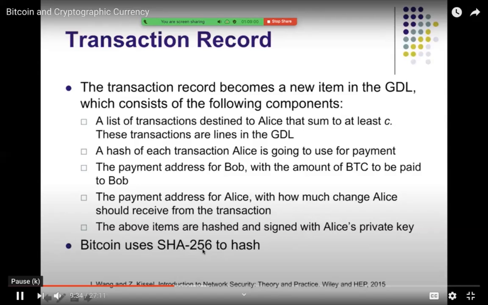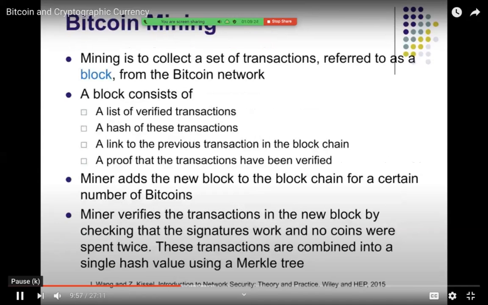The cryptographic hash function used in the Bitcoin network is SHA-256. So this is SHA-2 with an output length of 256 bits. That's what is used. Of course, you can use other hash functions. For instance, you can use SHA-512, you can use Whirlpool, or you can even use SHA-3. But nevertheless, that's what a transaction record would look like.